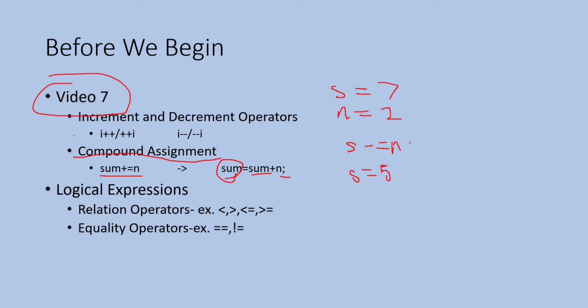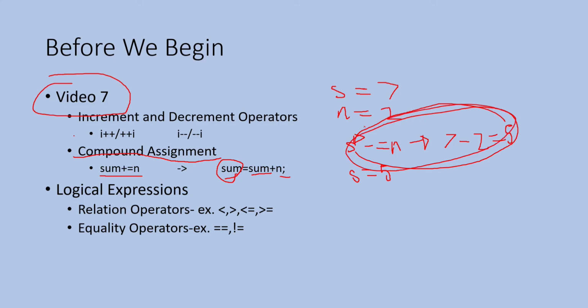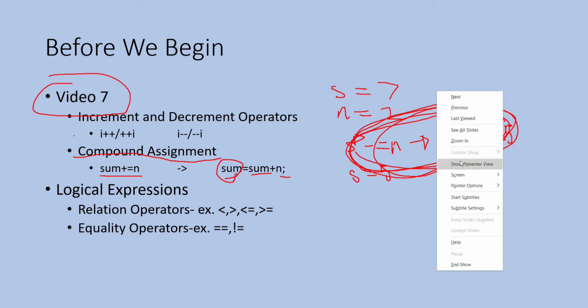Why? Because it's going to be the old value of s minus n, and that equals 5. And that new value is going to be stored in s. So this is great for loops because it's going to keep happening as much as you want. It's either going to go down or it's going to go up. It just depends on how much you want to do it in your program.